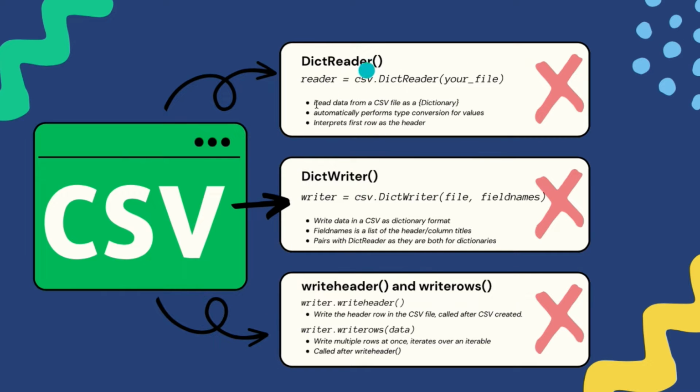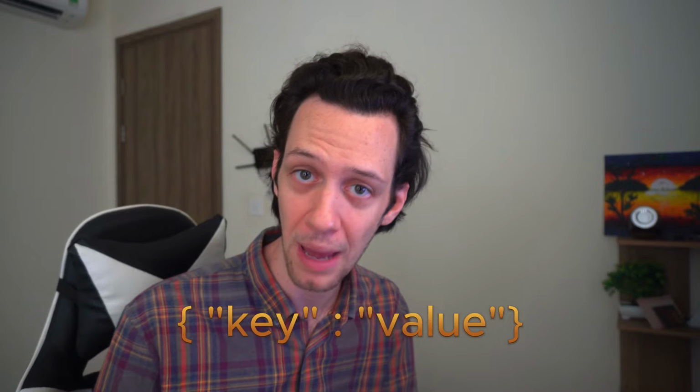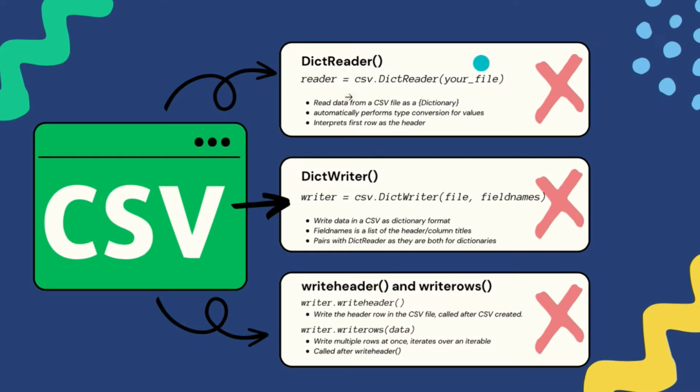Okay, today we're going to talk about 4 functions or classes within this module. The first one I'm going to use is DictReader. This is really our dictionary reader. This allows us to read data from a CSV file in dictionary format. It also automatically performs all those type conversions we need, and it's going to interpret the first row in the CSV file as the header automatically for us. That's really useful. The opposite of DictReader is DictWriter. So I can write in a dictionary.